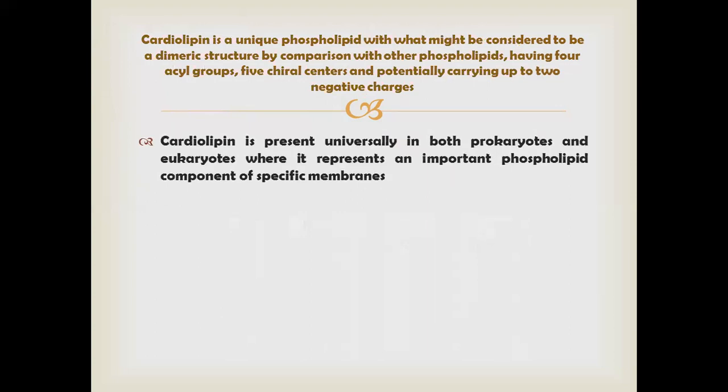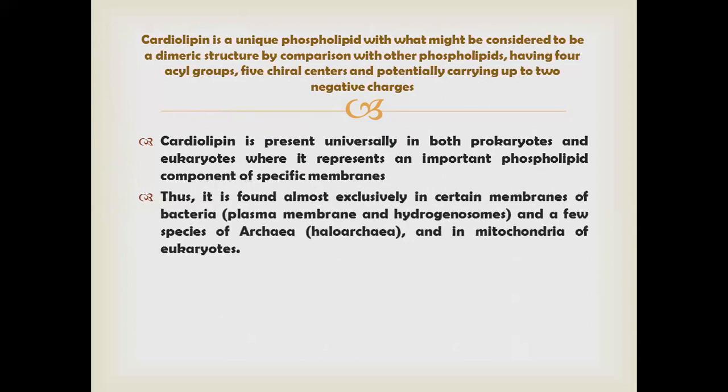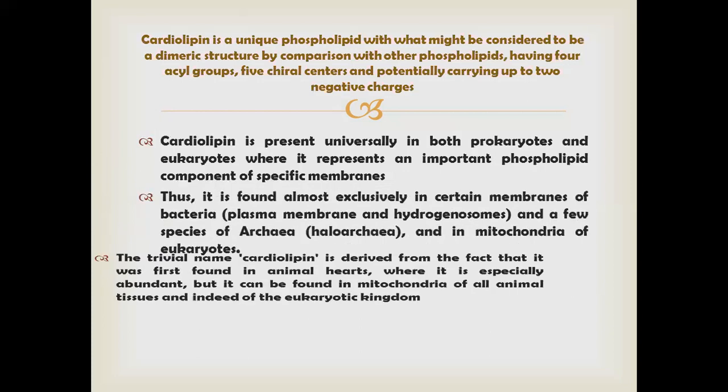Cardiolipin is present universally in both prokaryotes and eukaryotes, where it represents an important phospholipid component of specific membranes. So it is found almost exclusively in certain membranes of bacteria like plasma membrane and hydrogenosomes, and a few species of archaea, and in mitochondria of eukaryotes.